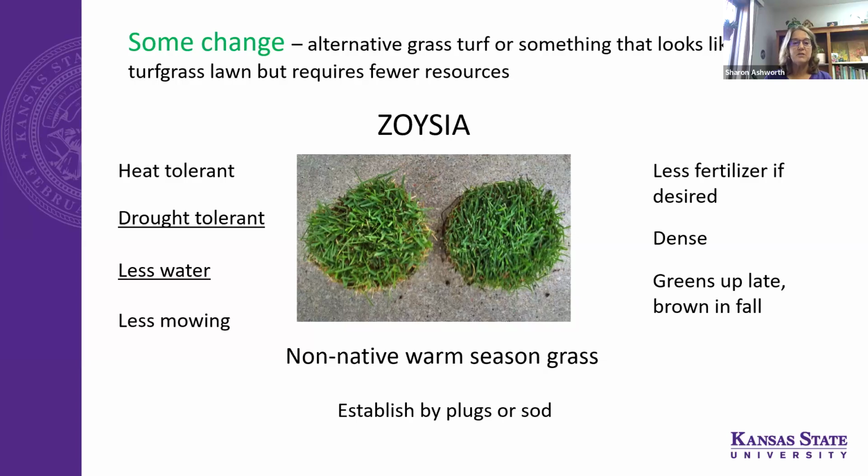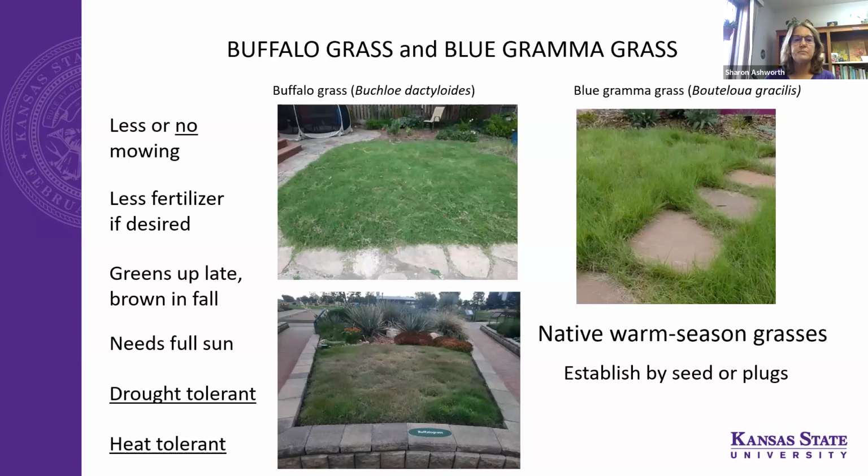So that is an option for, like I said, heat tolerant, drought tolerant, much less watering, much fewer resources devoted to maintaining a zoysia grass lawn. Now it does travel, meaning you do have to watch your flower beds and your garden beds, because it'll move through runners and stolons into your other garden beds.